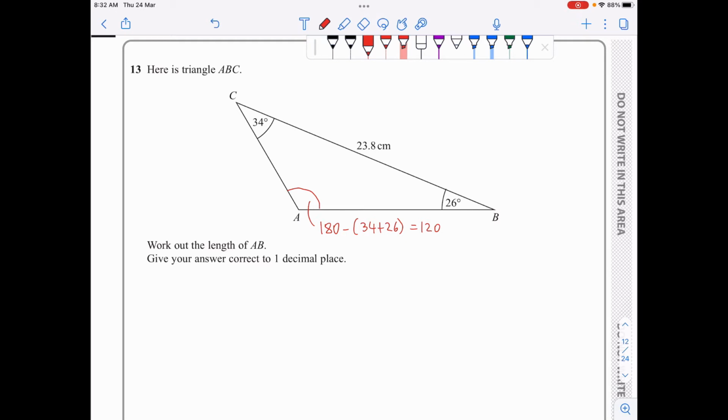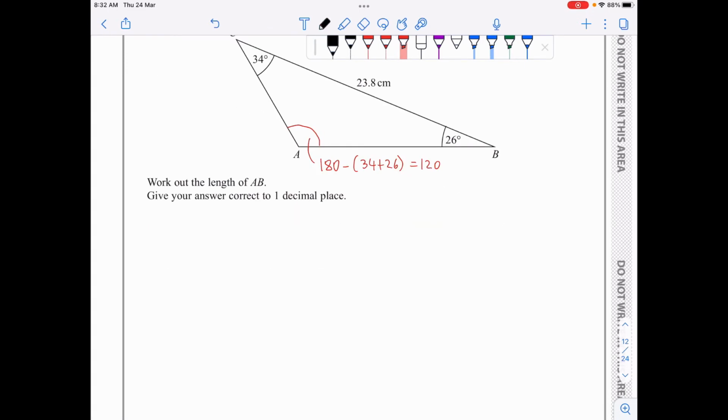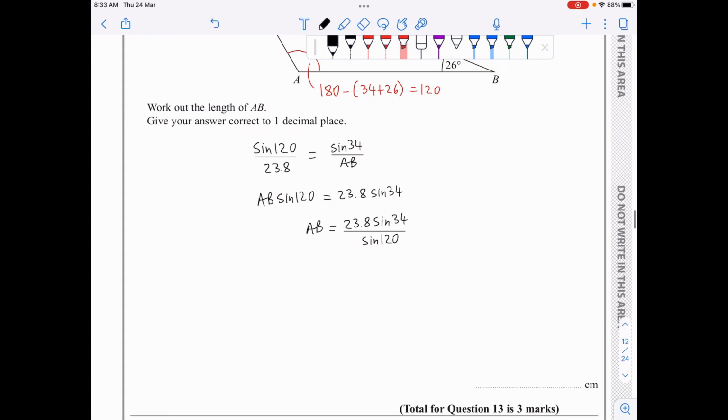So I'm going to use the sine rule. I'm going to say that sine of 120 over 23.8 is equal to sine of 34 over AB. I will cross multiply, getting AB sine 120 is 23.8 sine of 34. So AB will be 23.8 sine of 34 over sine of 120, which gives an answer of 15.4 centimeters.